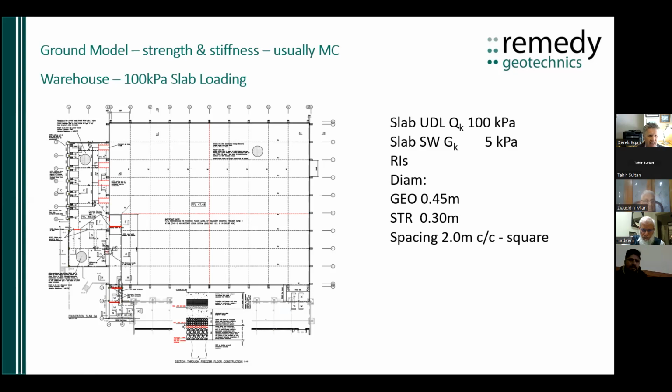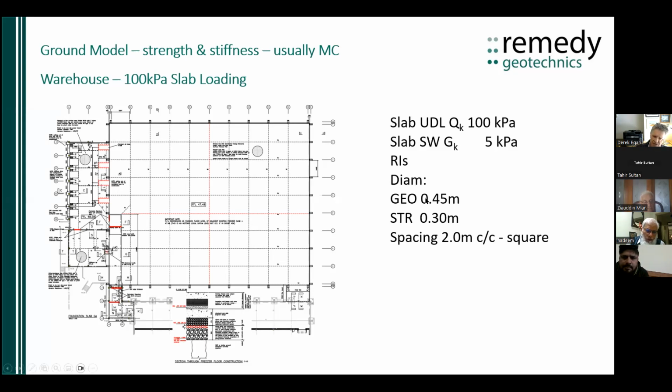So you can see the series in more detail. So here we have an actual example. This was a warehouse that was to be built, a new one. We're going to apply 100 kilopascal slab loading on the surface of the slab. So we have the slab loading, we have the slab self-weight, and for the rigid inclusions, we were looking at a rotary displacement helical system.